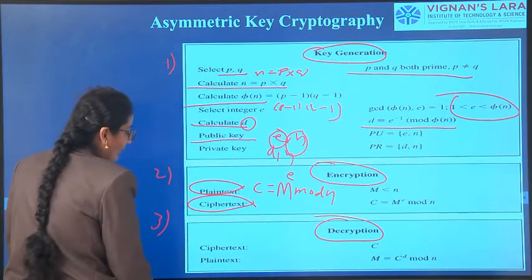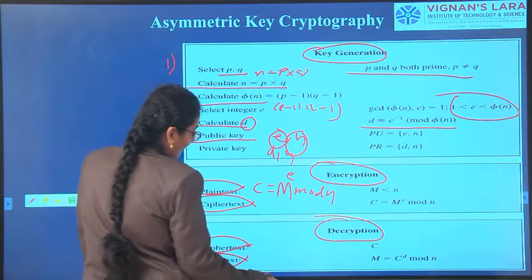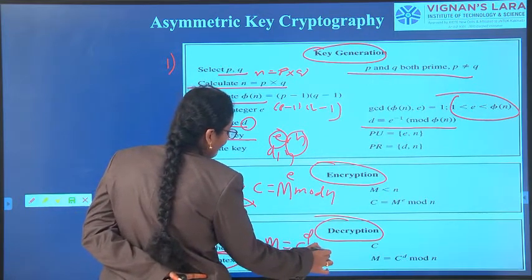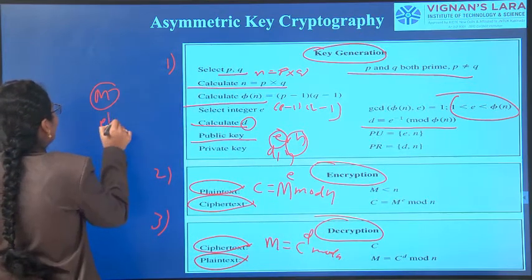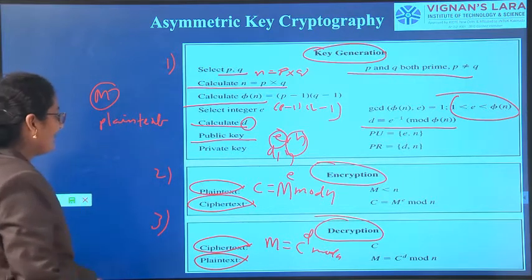So in decryption what we will do? We will convert ciphertext into plain text. So what is the formula for that plain text? M equal to C power D mod N. Here we are considering M as plain text, because everything is an integer, we are considering M as plain text.